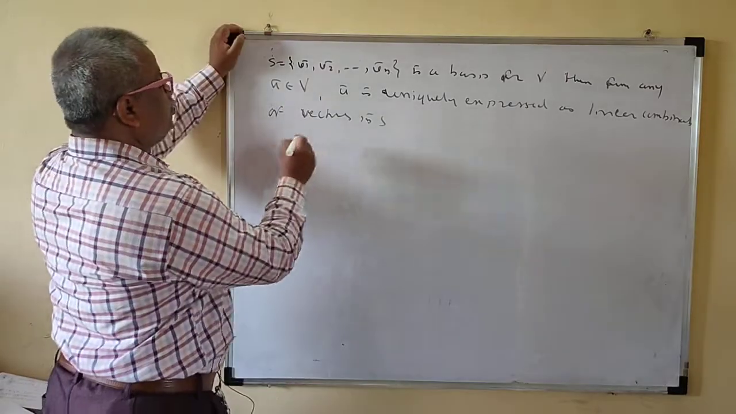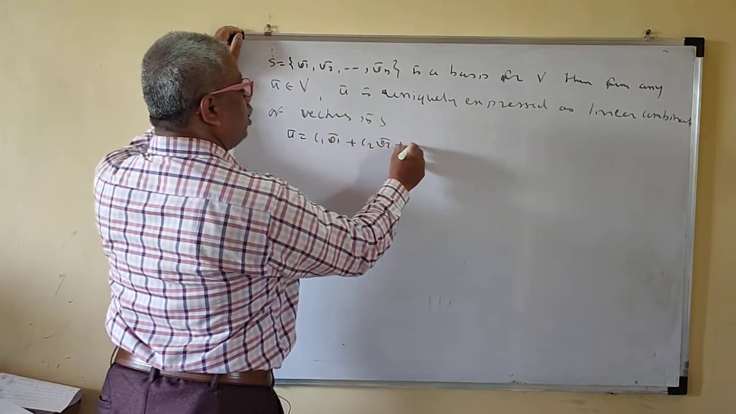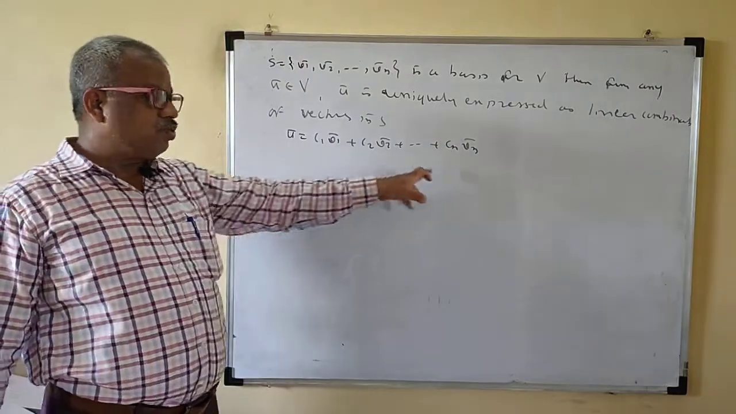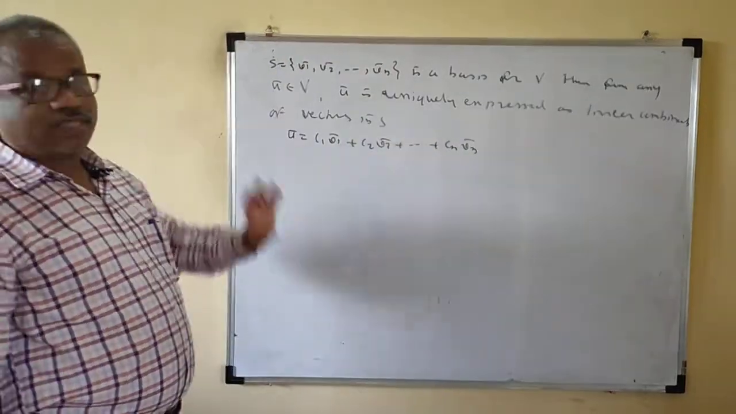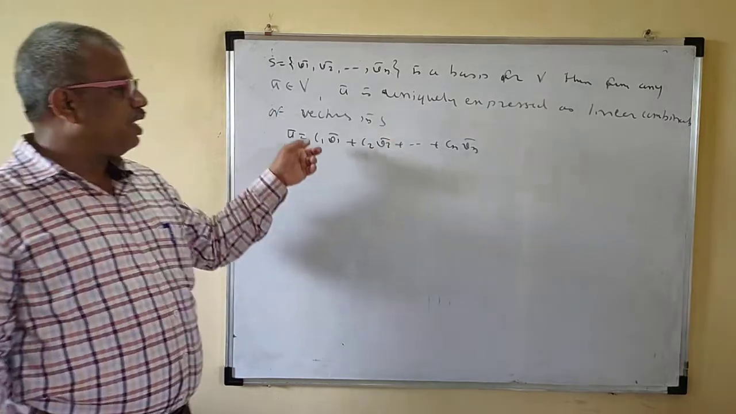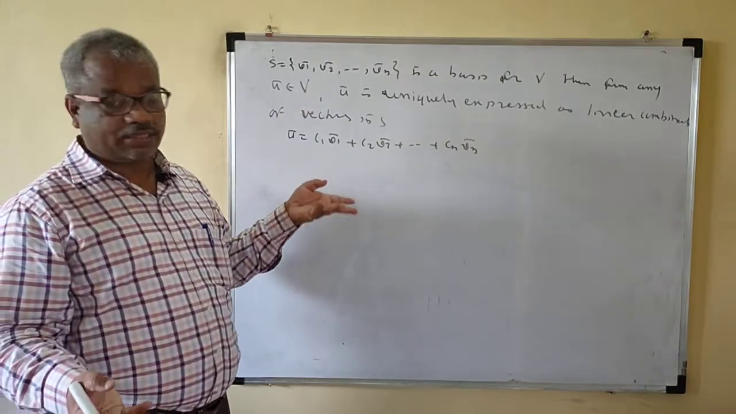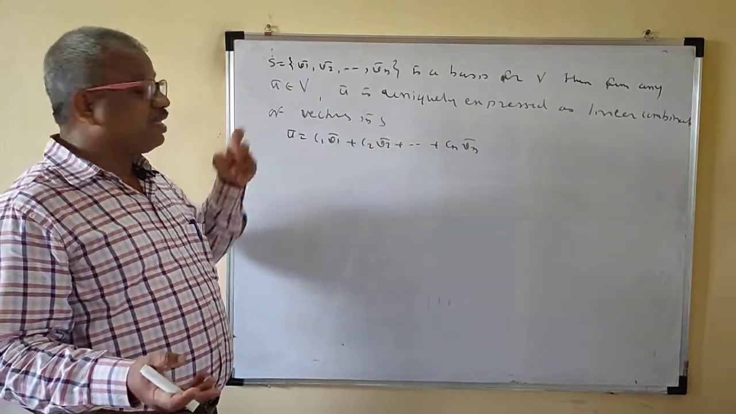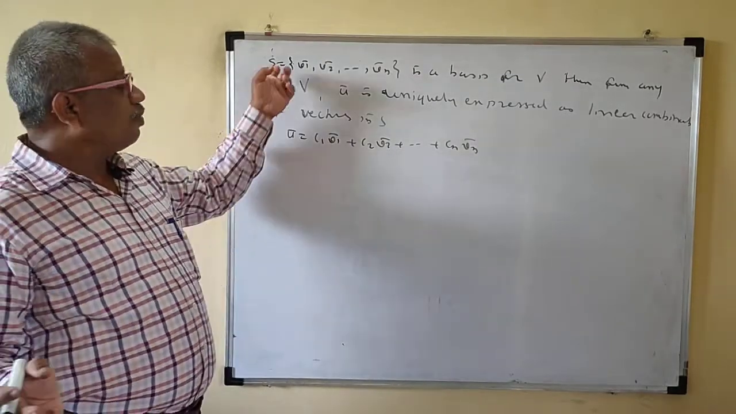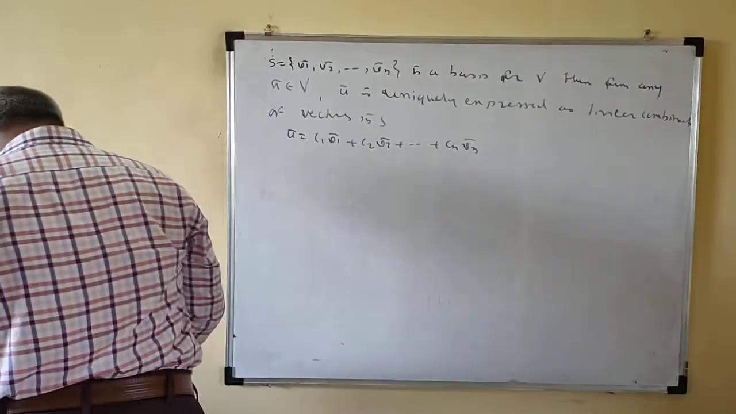So that means U bar is equal to C1 V1 bar plus C2 V2 bar plus dot dot dot Cn Vn bar. Then these C1, C2, ..., Cn are unique if S is the basis. S is a basis means it spans V. So every vector in V is uniquely expressed as a linear combination of vectors in S. That is, if S is a basis for V, then every vector of V is uniquely expressed as a linear combination of the vectors in S.